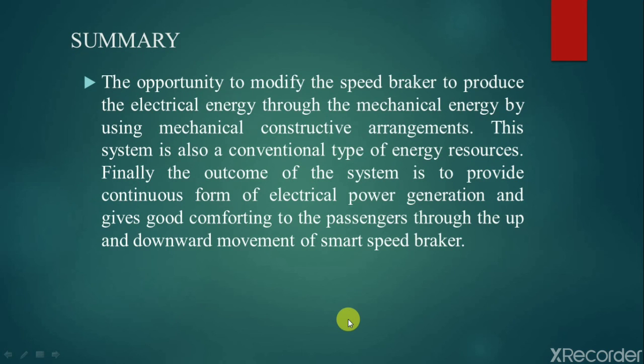By modifying the speed breaker arrangement, we are producing electrical energy by means of mechanical constructive arrangements. This system is also known as a non-conventional type of energy resource. Finally, the main outcome of the system is to produce a continuous form of electrical energy, and it also gives comfort to the passengers when passing on the roads. In other words, the speed breaker also works as a suspension system, because the spring motion gives comfort to the passengers.